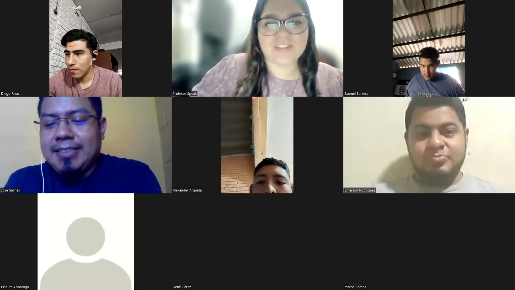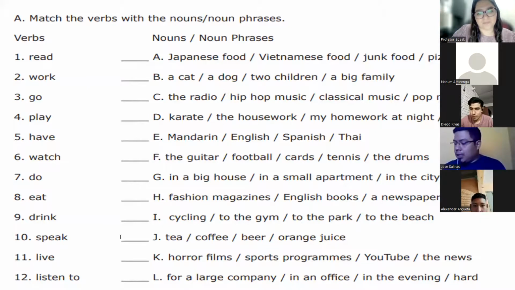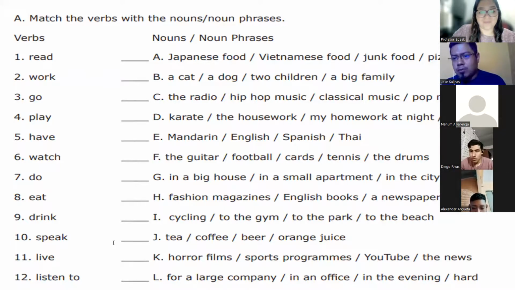Okay, let's check. Number one, read. We said that is read what, Jose Salinas? Read, can you tell me the phrases? Help. Number one. It's what? H, right? Read it. Léalo. Read fashion magazines. Ah, sí. H sería, teacher. Ya lo veo. H sería el number one.